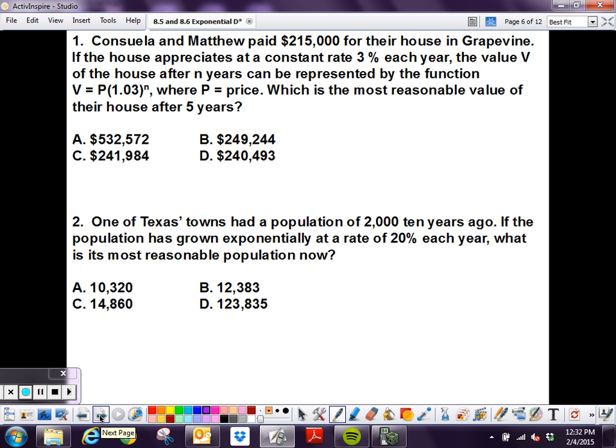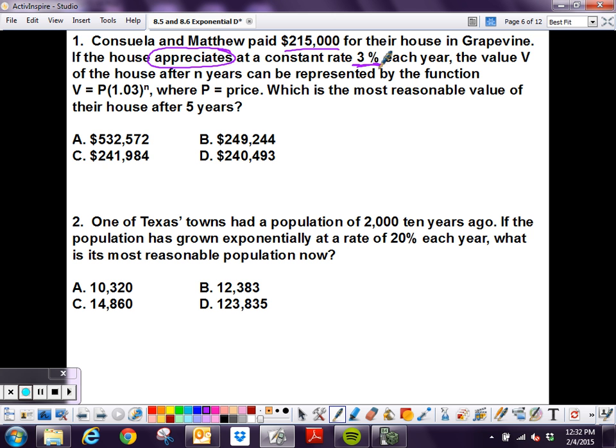Okay, here we go. Number 1. Consuela and Matthew paid $215,000 for their house in Grapevine. If the house appreciates, that's a big word, appreciates, at a constant rate of 3% each year, the value V of the house after n years can be represented by the function V equals P times 1.03 to the n power. P is the price. What is the most reasonable value of their house after 5 years?